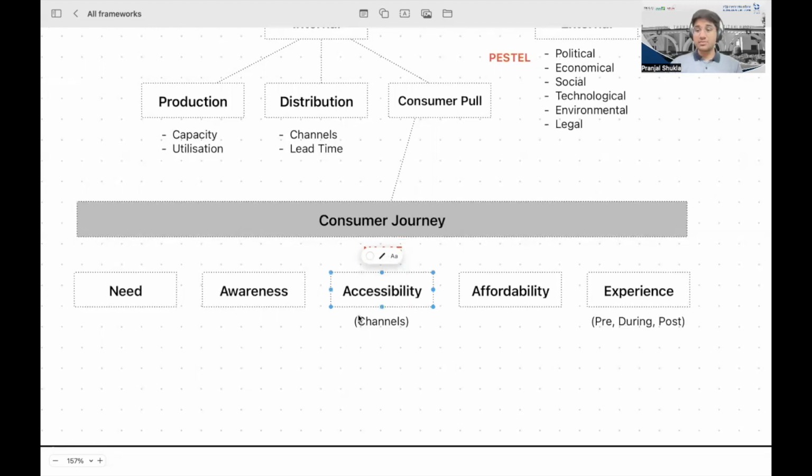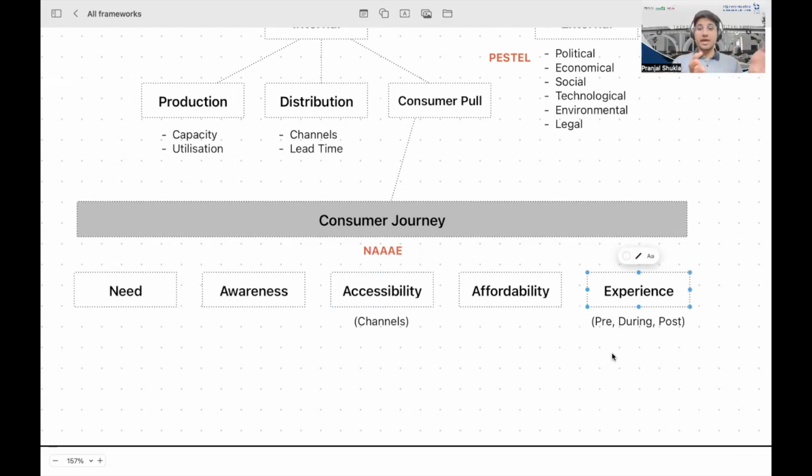If the product is accessible, then probably the issue would be with affordability. Affordability would refer to the price of the product. It would also refer to what the substitutes are pricing their product at. So affordability is something you might want to consider. And then finally, it is the experience. So experience pre-shopping, during the purchase, and post the purchase.